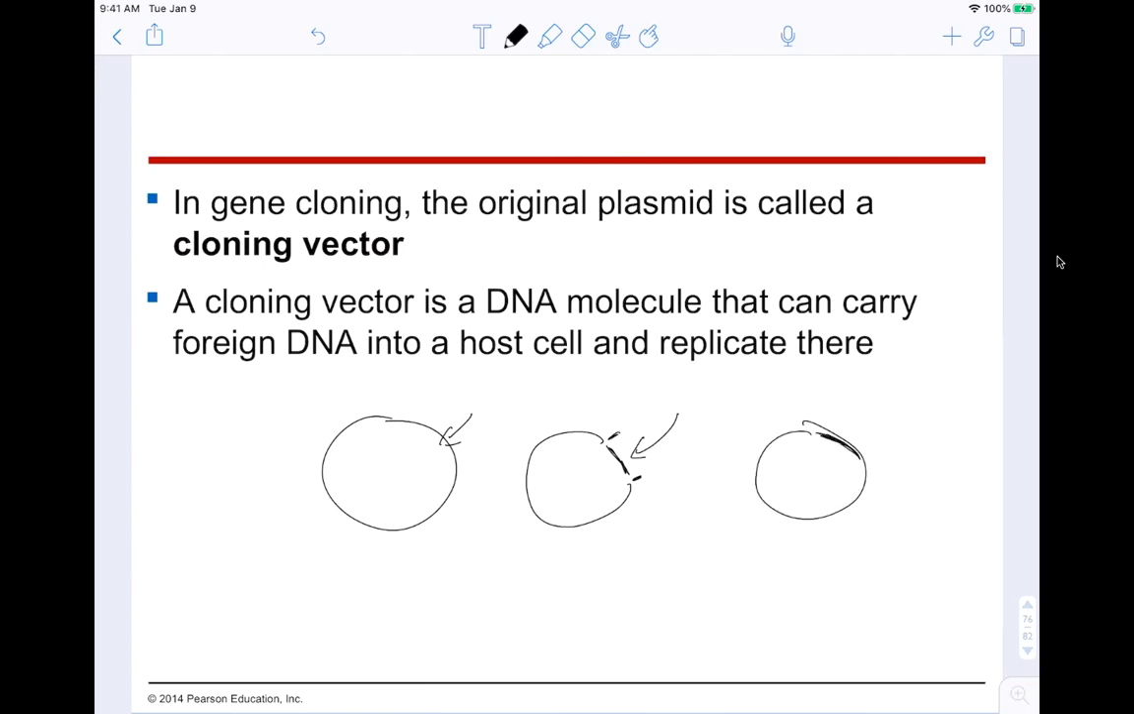So now you have this new plasmid that has the desired gene that you're then going to put into, let's say, a bacterial cell. And all the little ribosomes in that bacterial cell are going to transcribe and translate that gene in order to create the protein product.